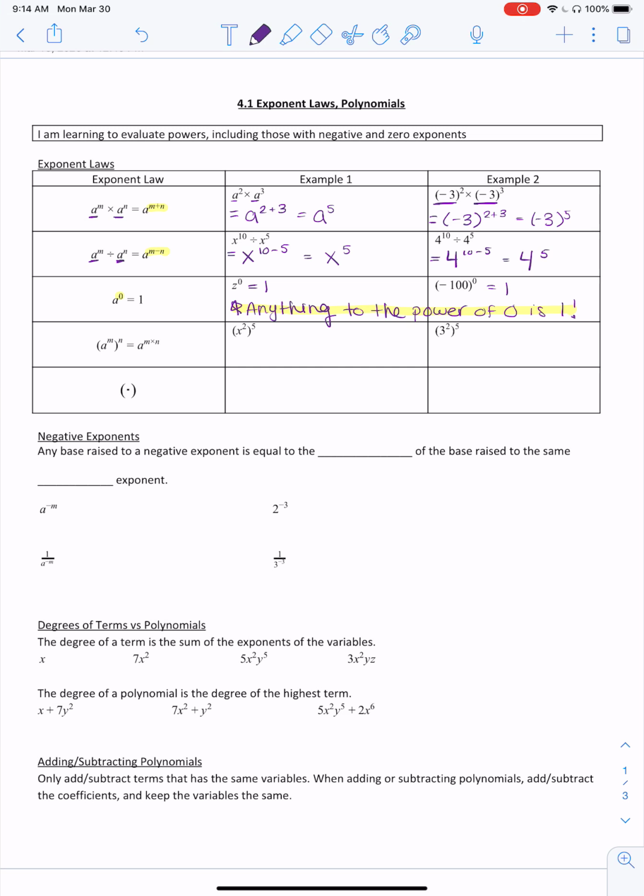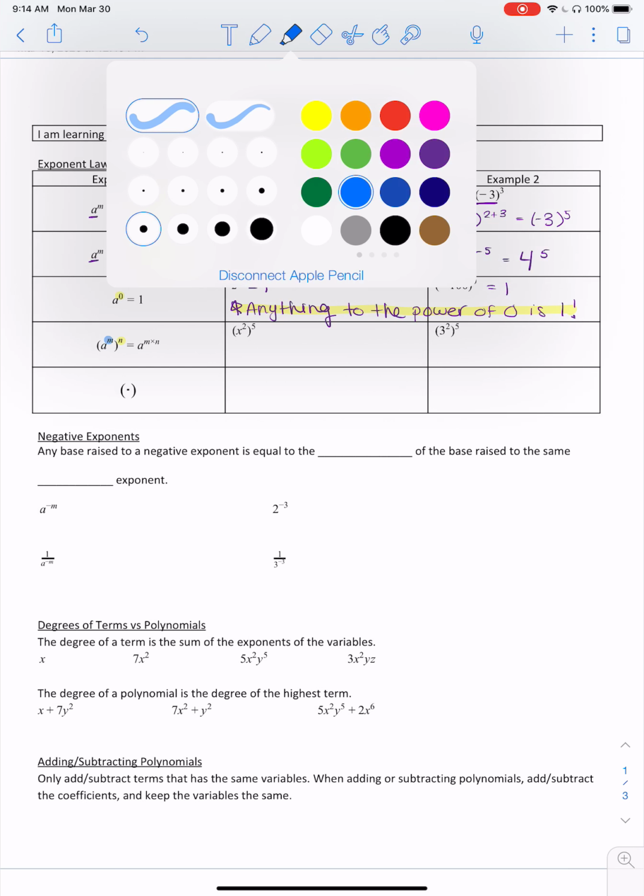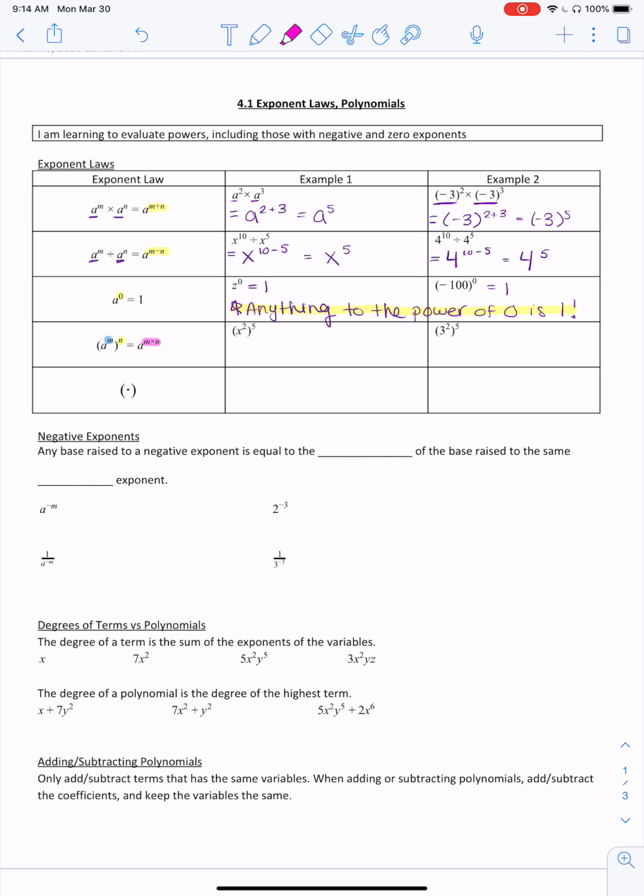So our next rule is called our power of a power rule, and that's when I have this little power outside of the bracket. So I have two powers going on here. And when I have that situation, I'm going to multiply my exponents. So that's the next thing that's going to happen, is I'm going to multiply my exponents here. So again, we keep our base, and I'm going to multiply my exponents. And again, we can do that with a number as our base instead of just a variable. So I keep my base, and I multiply my exponents.